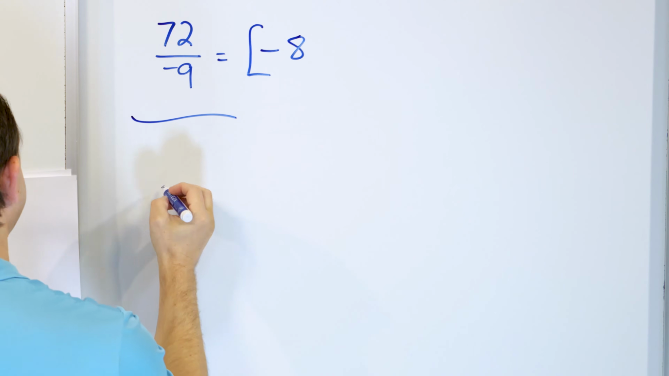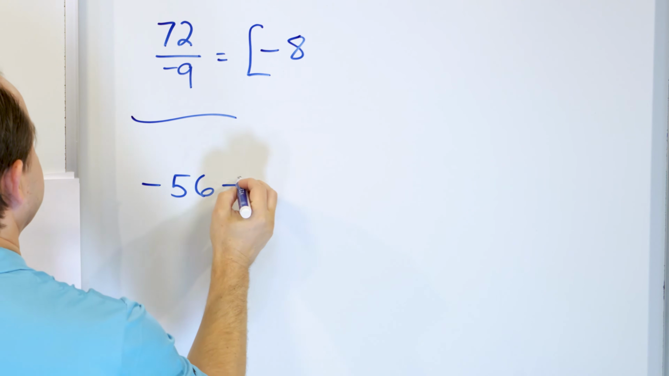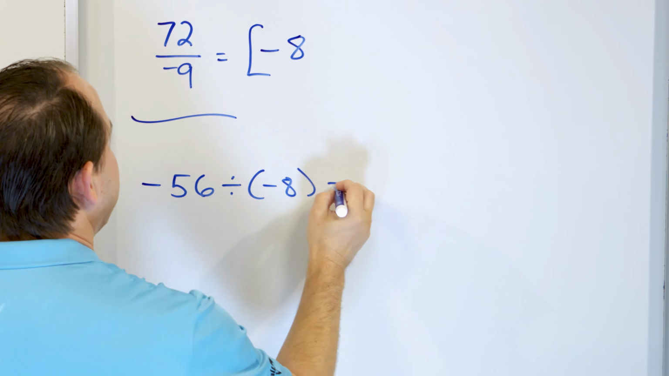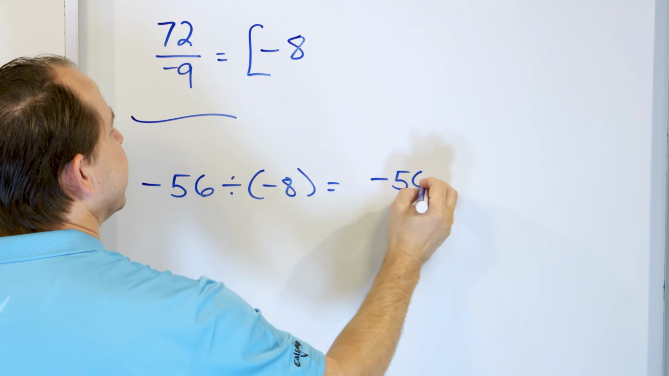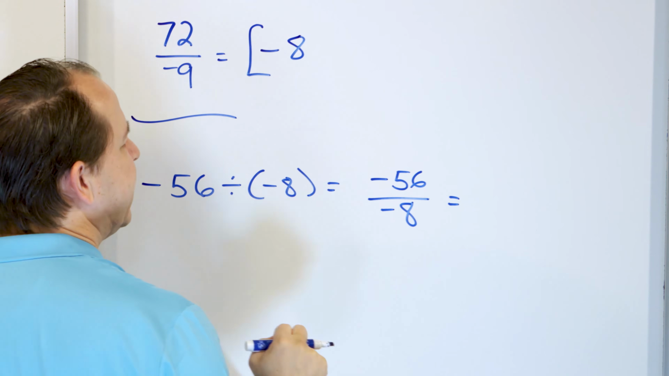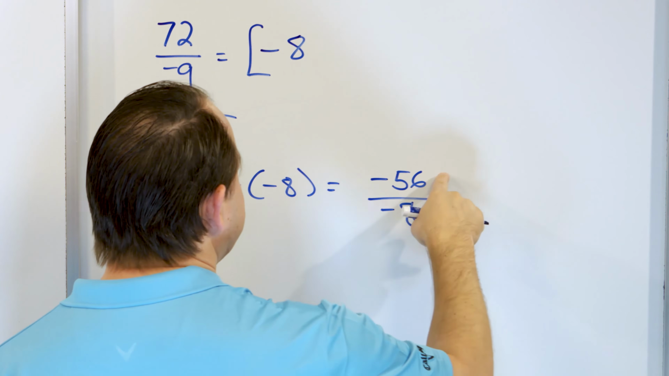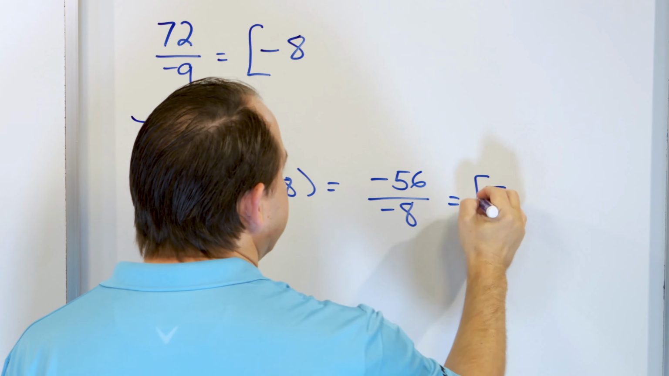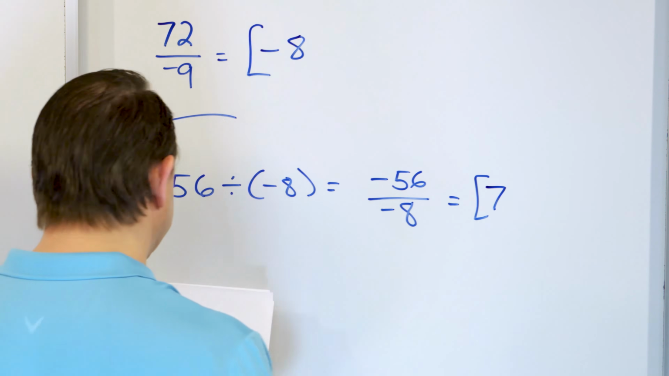And then our final question, what about negative 56 divided by negative 8? So let's write this as a fraction. Negative 56 divided by negative 8. We have the same signs. Negative divided by negative is positive. 56 divided by 8 is 7, because 8 times 7 is 56, and so the answer is positive 7.